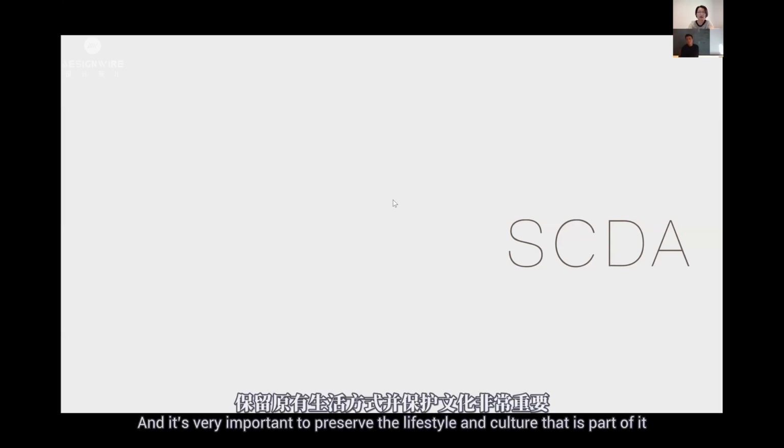And you're also talking about that part of your observation is from the temple, from the local culture, and connecting the project with the local culture. It's very important to preserve the lifestyle, and culture is part of it. Could you elaborate on this part more?